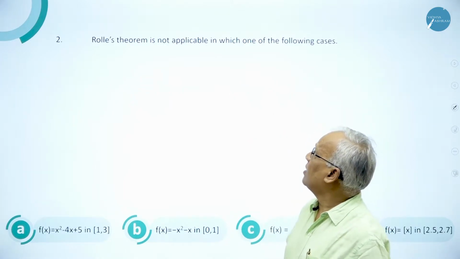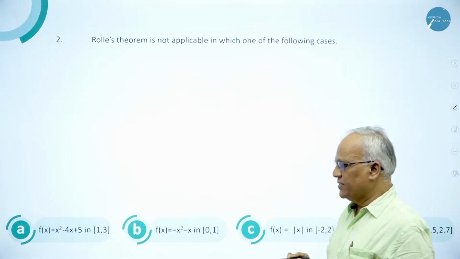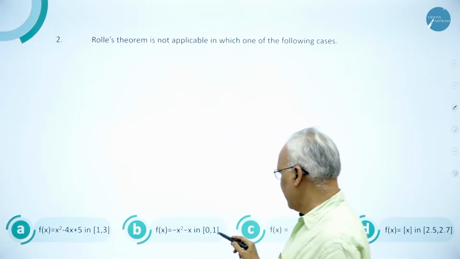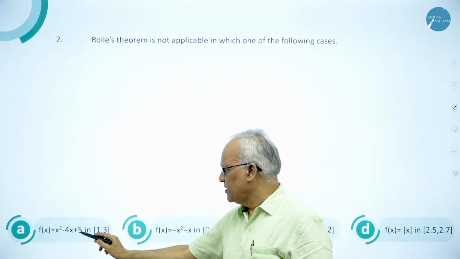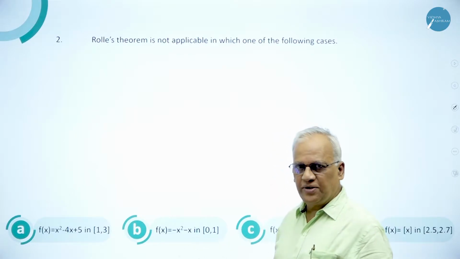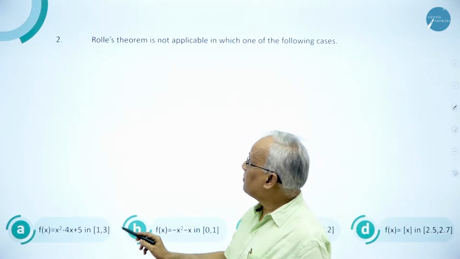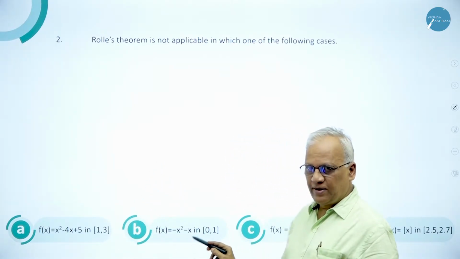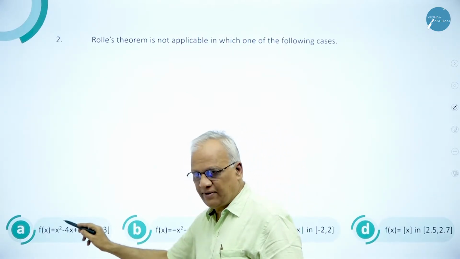Rolle's theorem is not applicable in which of the following cases? See, don't waste time in finding f of 1, f of 3, f of 0, f of 1, because here in these two cases, the function, a polynomial function, is continuous and differentiable everywhere. So, Rolle's theorem is applicable only when f of a equals f of b. So, you substitute 1 and 3, you can see they are equal.